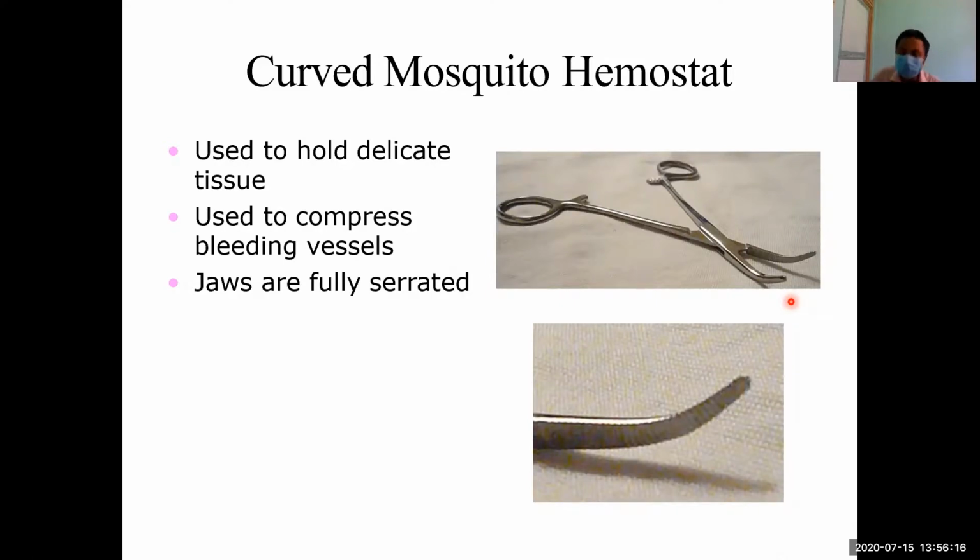Another type of forceps is Edson's forceps. Edson's forceps is generally fine. As compared to the shaft, the body will be smaller, shorter. So that is Edson's forceps.